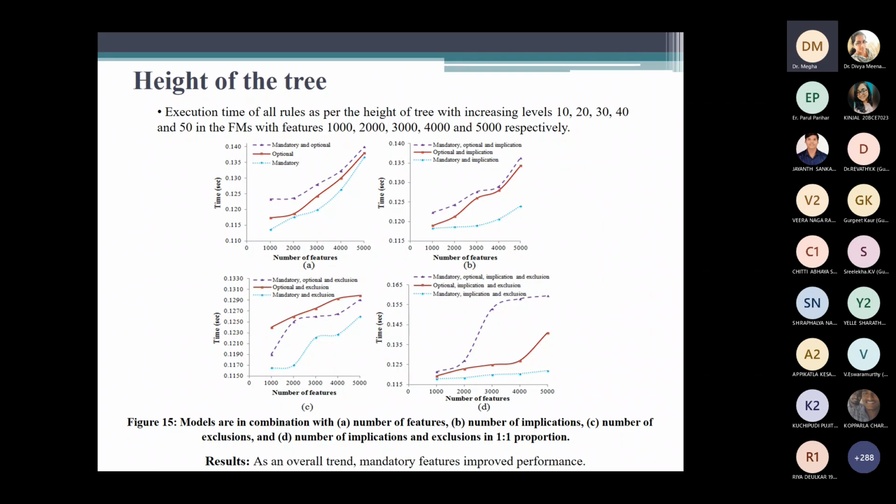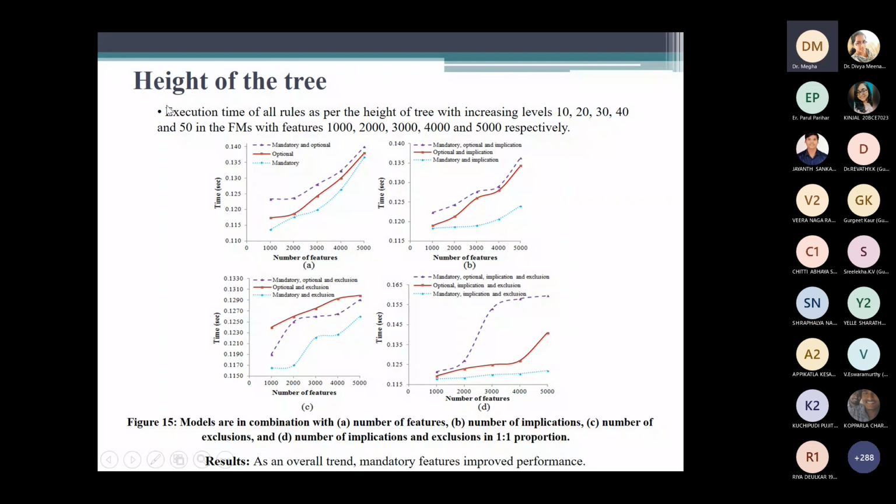The next parameter considered for this work is the height of the tree. The height of the tree means the levels that we are going to have in the tree. Figure 15 represents the models with different combinations. Here A represents the models with different numbers of features, like mandatory or optional. B represents a model with different numbers of implications. C represents a model with different numbers of exclusions. And D represents a model with different numbers of implications and exclusions in a 1:1 proportion.